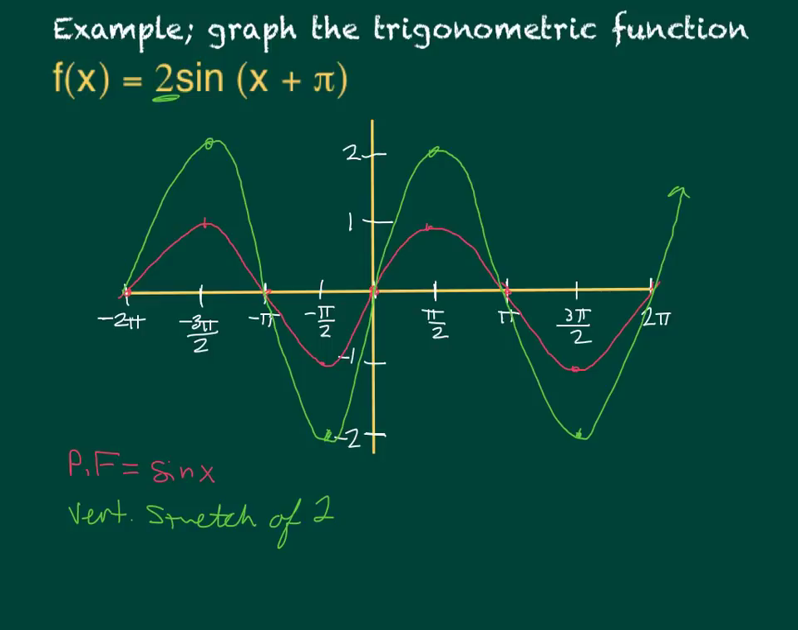Alright, now the last part is plus pi. It is inside with the x, so that means it is a translation either left or right, and because it's plus pi, technically it's left pi units. So if I take this point right here, I'm going to move it left pi. And then I'm going to take this point right here, and move it left pi. Everything's just going to move left pi units.